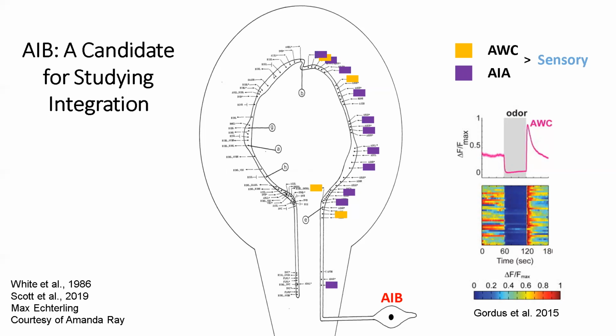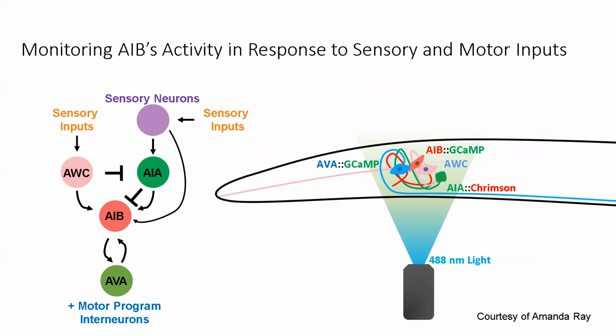This diagram of odor response in AWC shows that AWC will reliably activate in response to an odor being presented to the worm. Now, we can also activate AIA in response to different sensory information. We want to perform experiments in which we look at how AIB responds to AIA individually, to AWC individually, and then to the combination of the two neurons.